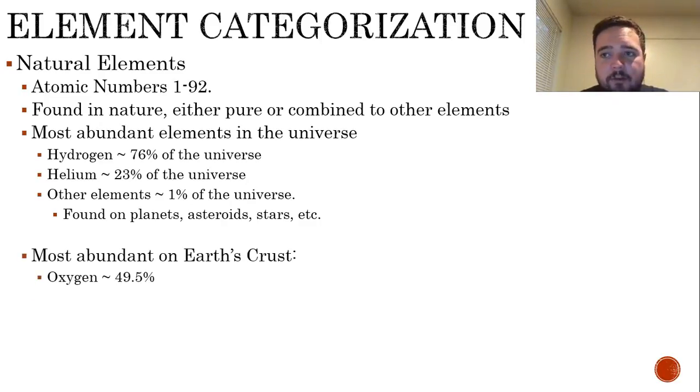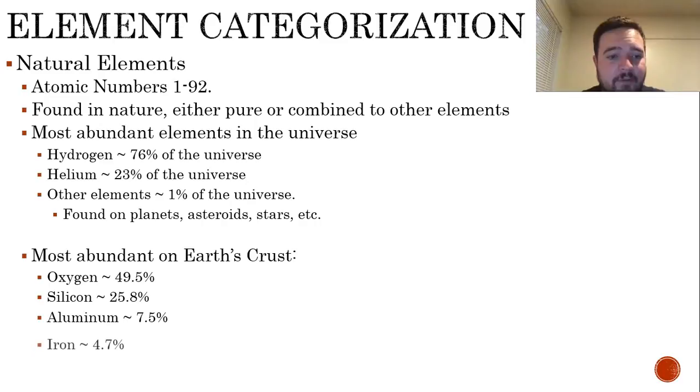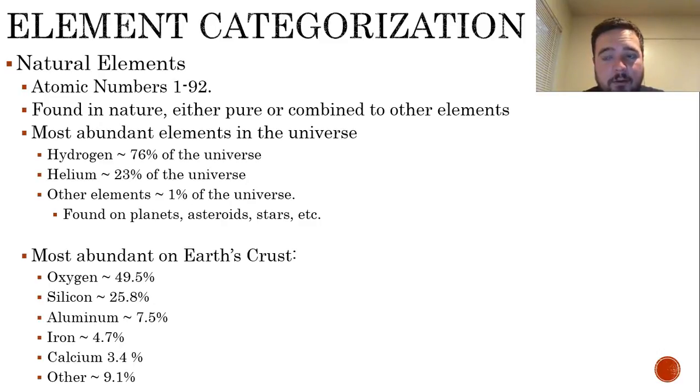The most abundant element in the Earth's crust is oxygen, which makes up almost 50% of the Earth's crust, which you wouldn't think, right? But it actually does. Silicon, 25.8%, aluminum, 7.5%, iron, 4.7%, calcium, 3.4%. And then others are 9.1%. A lot of you guys are probably saying, well, where's carbon? Well, carbon's in there. Don't get me wrong. But carbon is actually put through so many different things. So if you take that out, carbon is, we're all carbon-based life forms. That's correct.